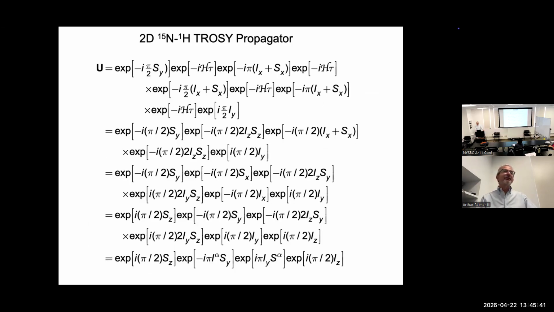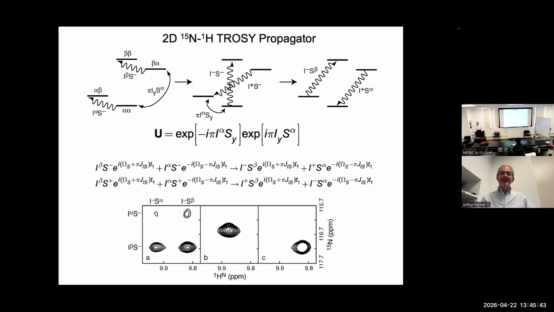Here's the propagator for the TROSY experiment. And again, if we look at the energy level diagram, it turns out that what the TROSY does is first a selective 180 across the alpha-alpha to beta-beta transition, followed by a selective 180 between the alpha-alpha and beta-alpha.